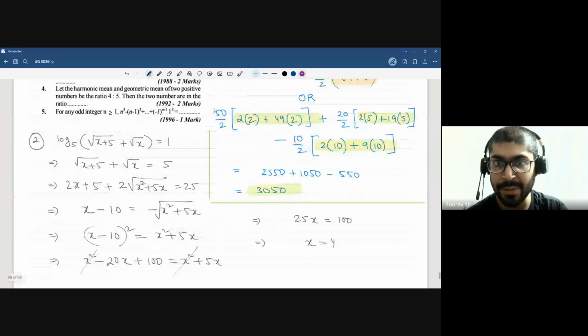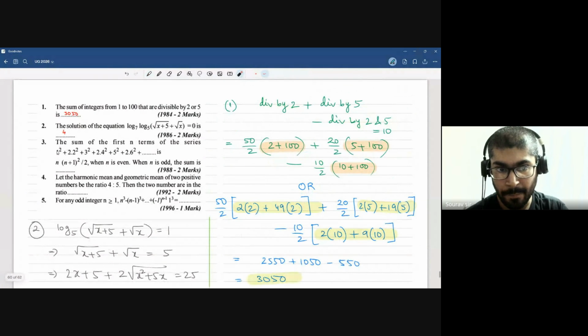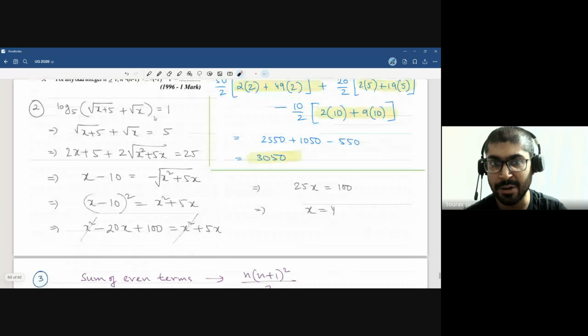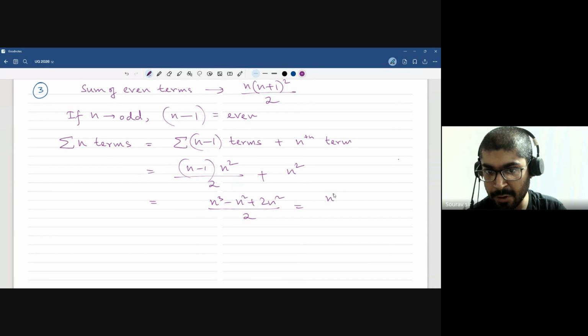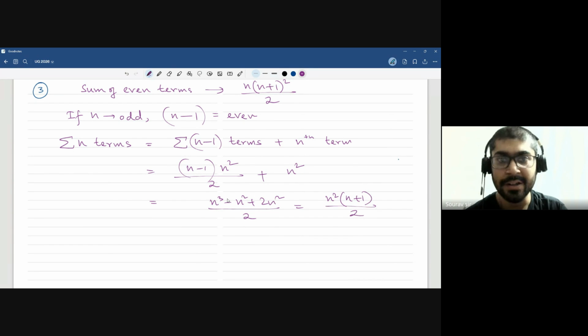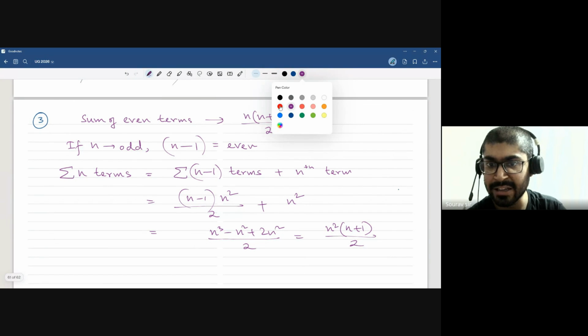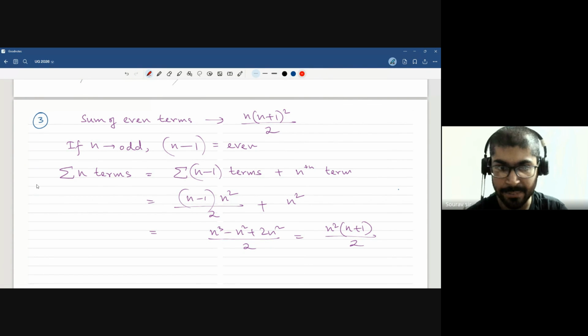And what is the nth term? The first term is 1, the third term is 3 square, the fifth term is 5 square, so the nth term will be n square. Just add this, you will get n cube minus n square plus 2n square by 2, that is equal to n square common, n plus 1 by 2. This is the best solution. I think this sum was probably intended to be done in this way.